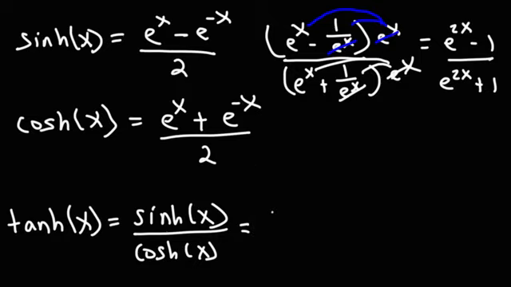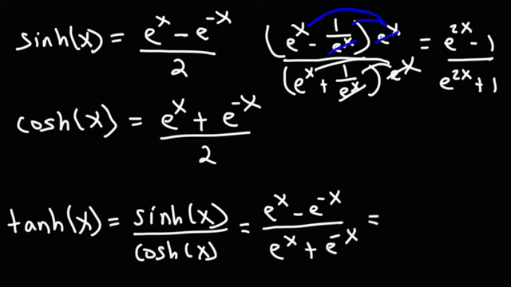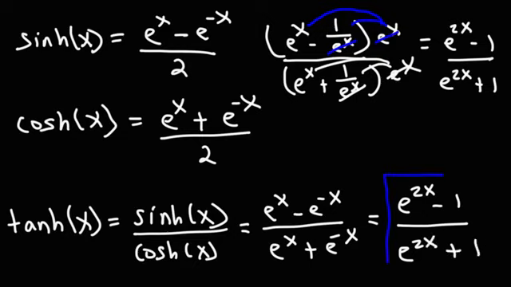So hyperbolic tangent doesn't just equal hyperbolic sine over hyperbolic cosine. It equals e to the x minus e to the negative x over e to the x plus e to the negative x. And it also equals e to the 2x minus 1 over e to the 2x plus 1. So those are the different forms in which you could represent hyperbolic tangent.